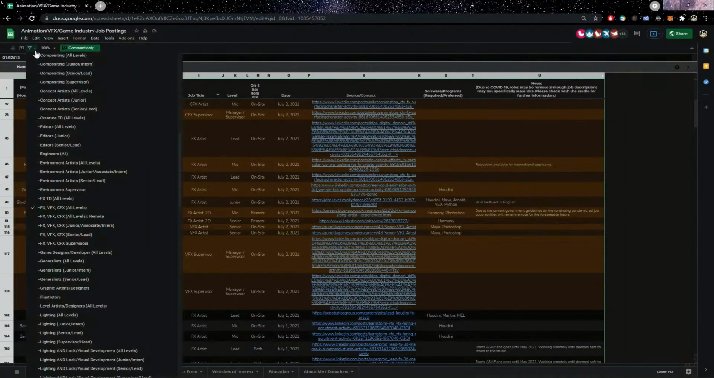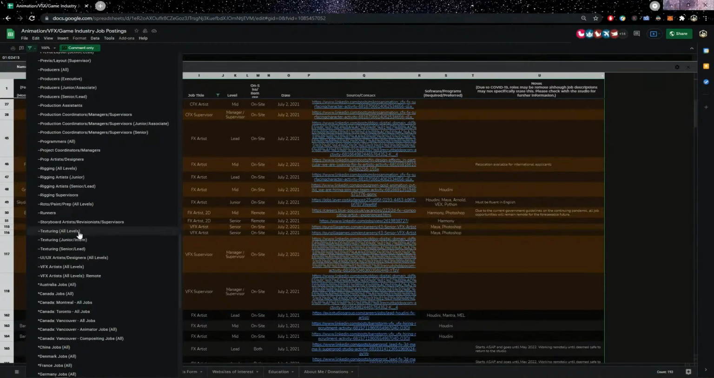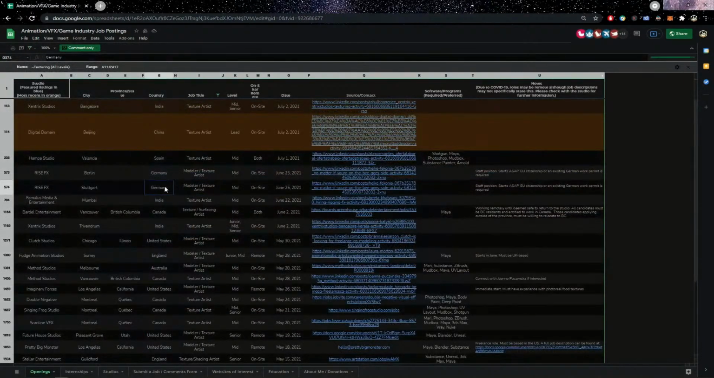Okay, so what about something else? Let's go down here to texturing. So texturing all levels, same deal, Control A. Wow, we only have 28. So that might give you some insight right there.